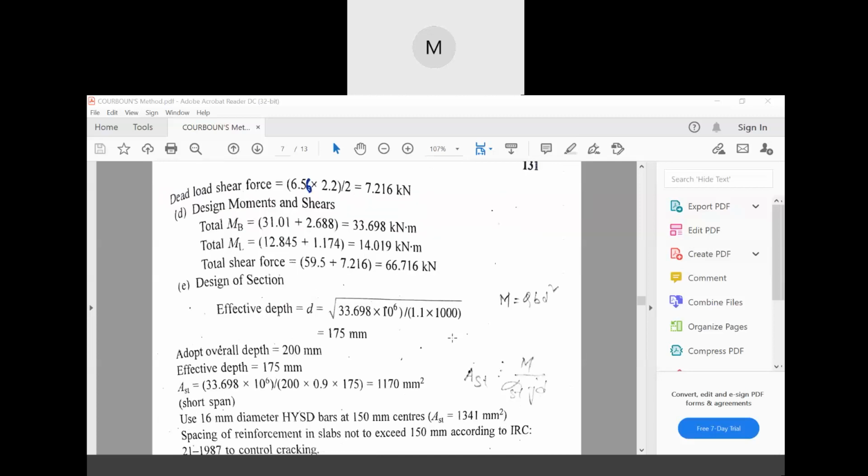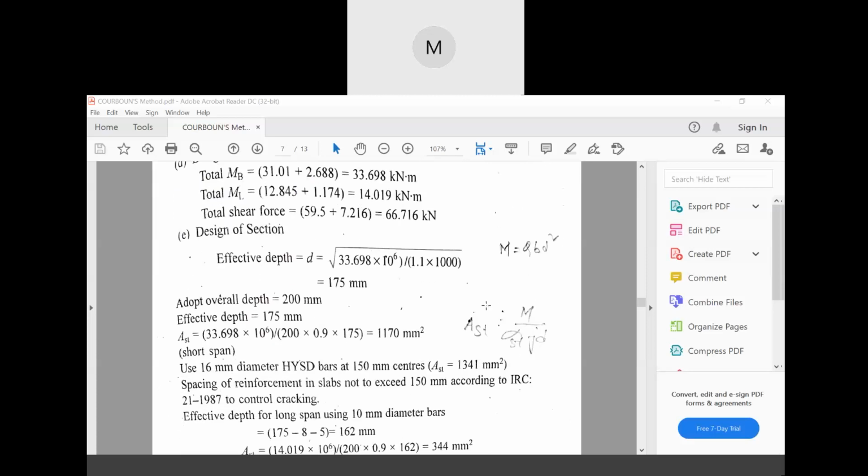Now, once you find out the total moment MB and ML, then you find out the total shear force. Once you find out these things, we'll be finding out the design of the section, that means the effective depth D and all, and this can be found out from this formula: Ast, area of steel, is M by sigma st into jd, where M equals Qbd square. These things are from design of structures.